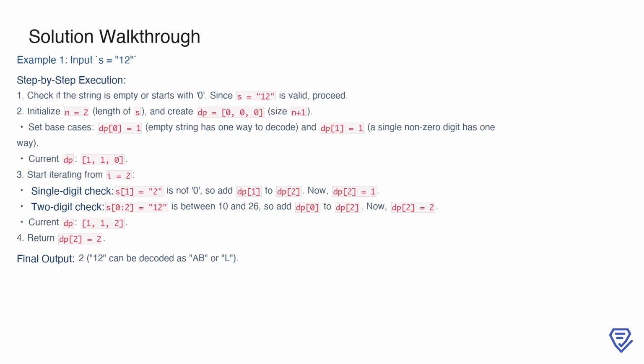Finally, we return dp[2], which is 2. This means the string "12" can be decoded in two ways, as A, B, or L.